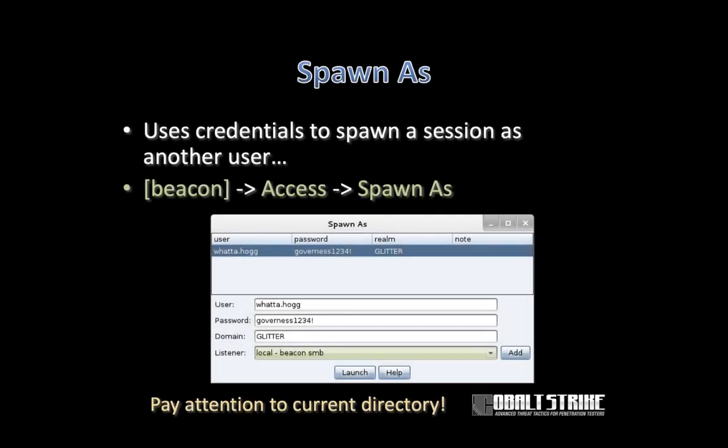Another way to escalate privileges is to use credentials to spawn a session as another user. This other user might be an administrator or have administrator rights, or just have the rights to do what you want to be able to do. To use credentials to spawn a session as another user, right-click on Beacon, go to Access, Spawn As. You can also use the spawnas command within the Beacon console.